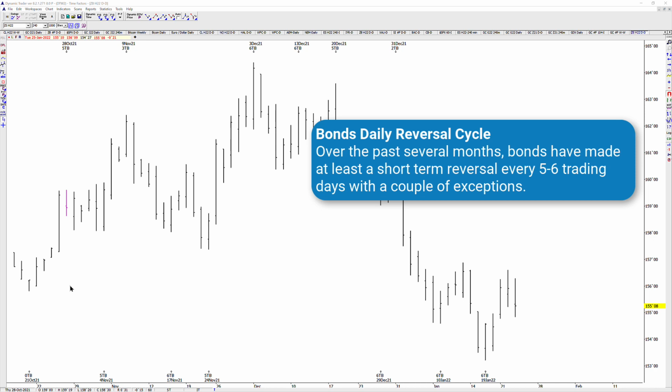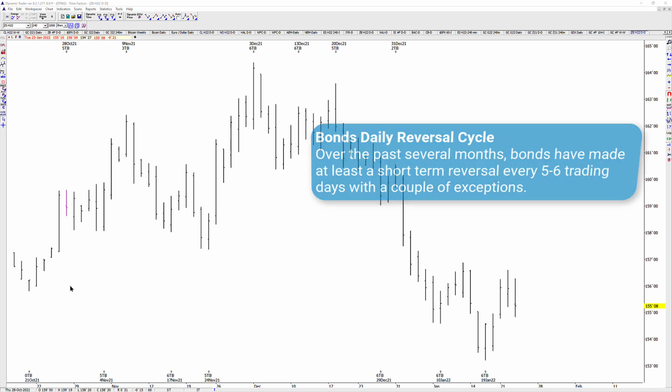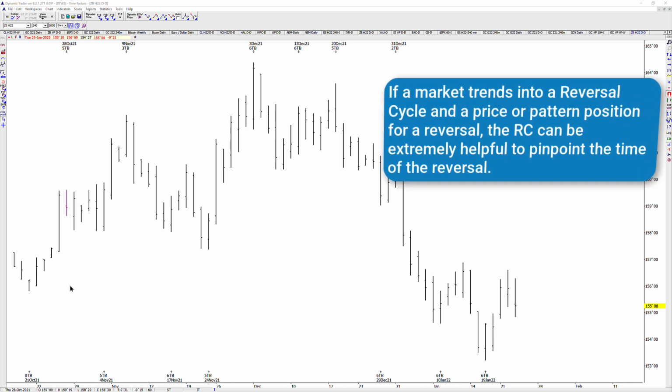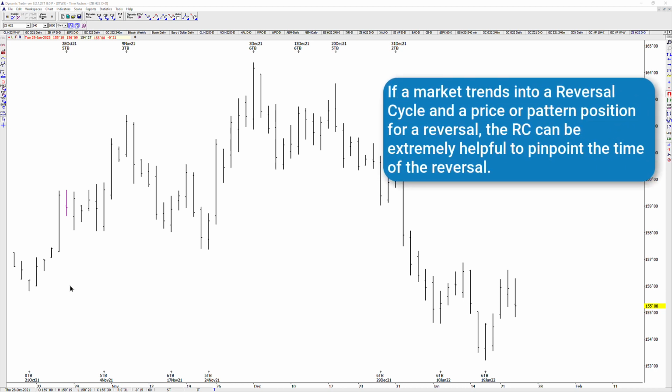But it's a time to be alert for at least a change in trend. And because these are fairly short time counts, probably the change in trend would be short term. But if one of those reversal cycles happens to coincide with a potential end of wave pattern or a momentum reversal, then it can be very helpful to know.